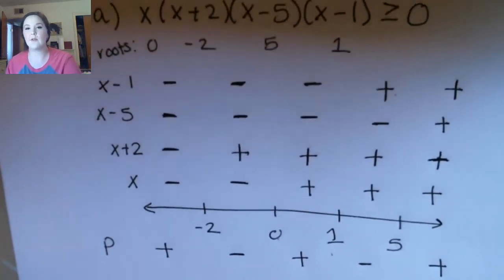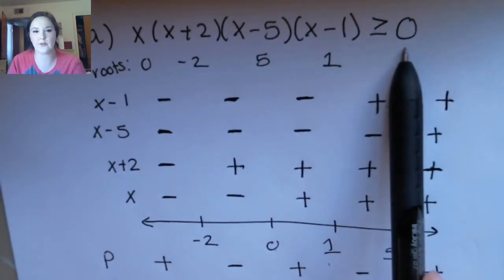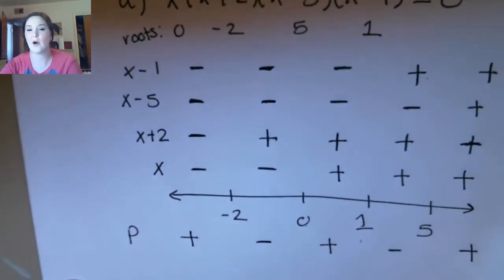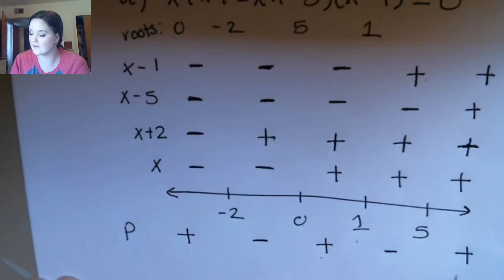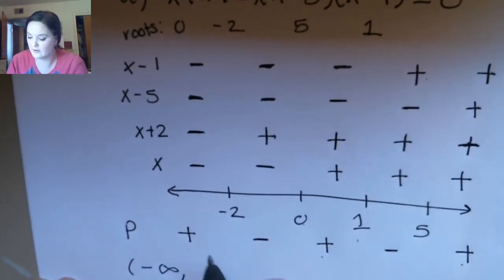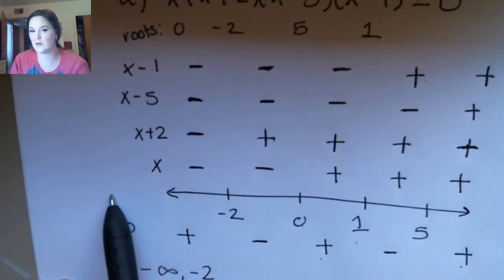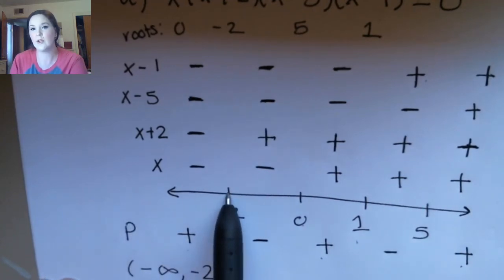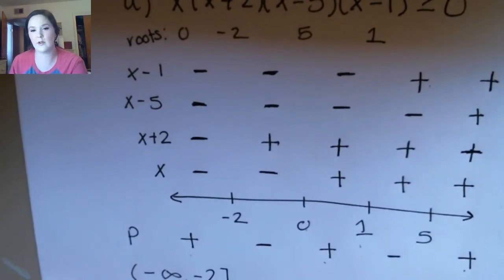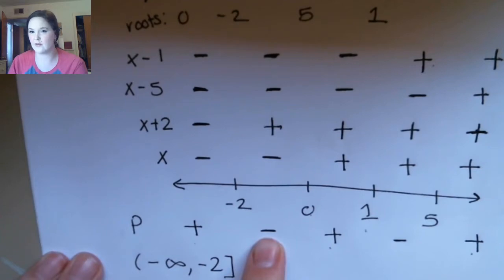Okay, so now we're going to look back and see what we actually wanted. We want greater than or equal to 0. Well, greater than or equal to 0, that's positive. So we're looking for the positive parts. So we're going to go -infinity to -2, just following off this number line, right? Out to -infinity, up to -2. And because it's or equal to, we're going to include. Then we don't want this part because it's negative, it's not greater than 0.